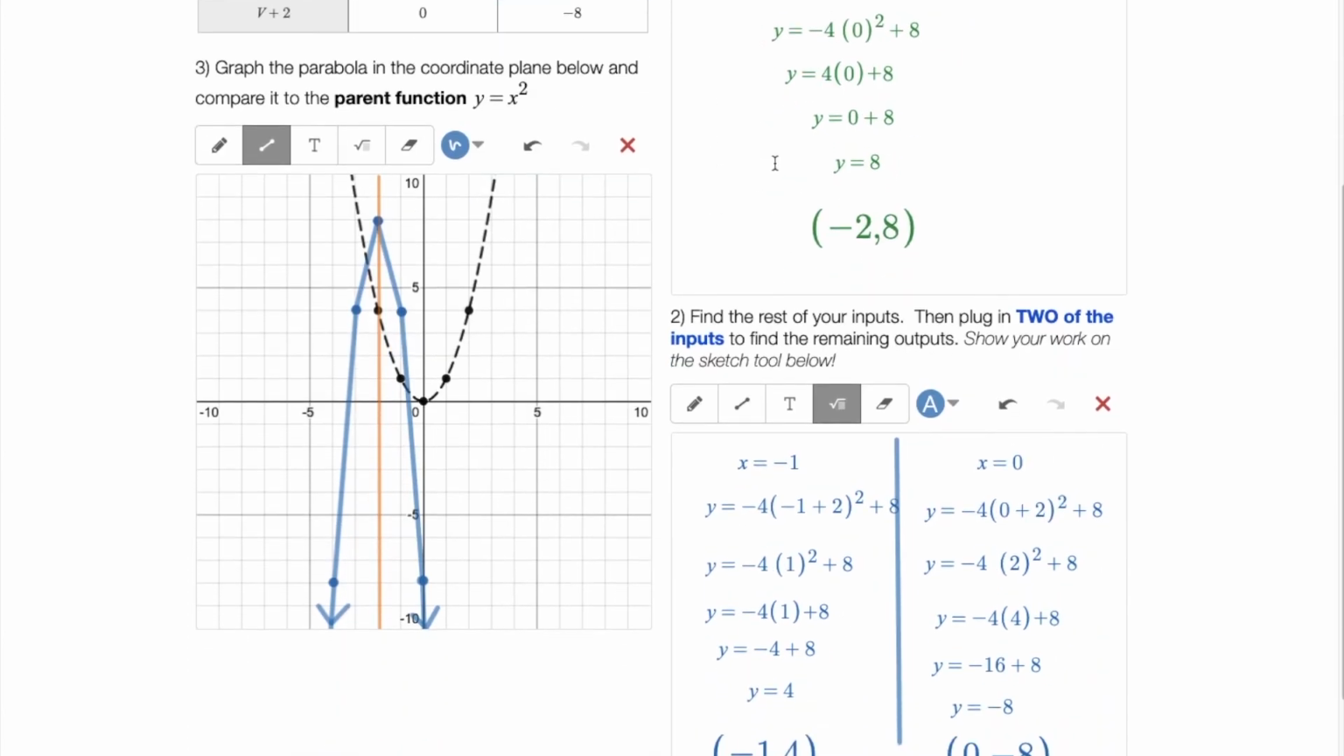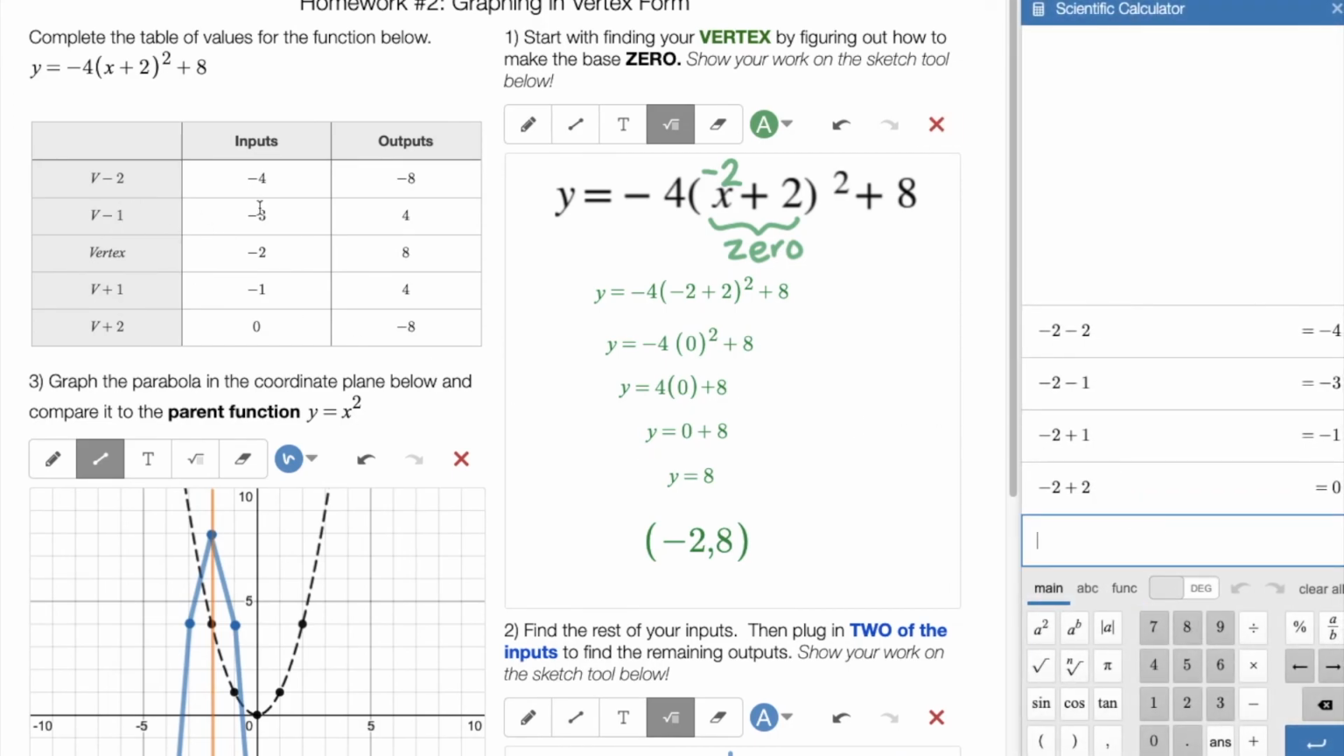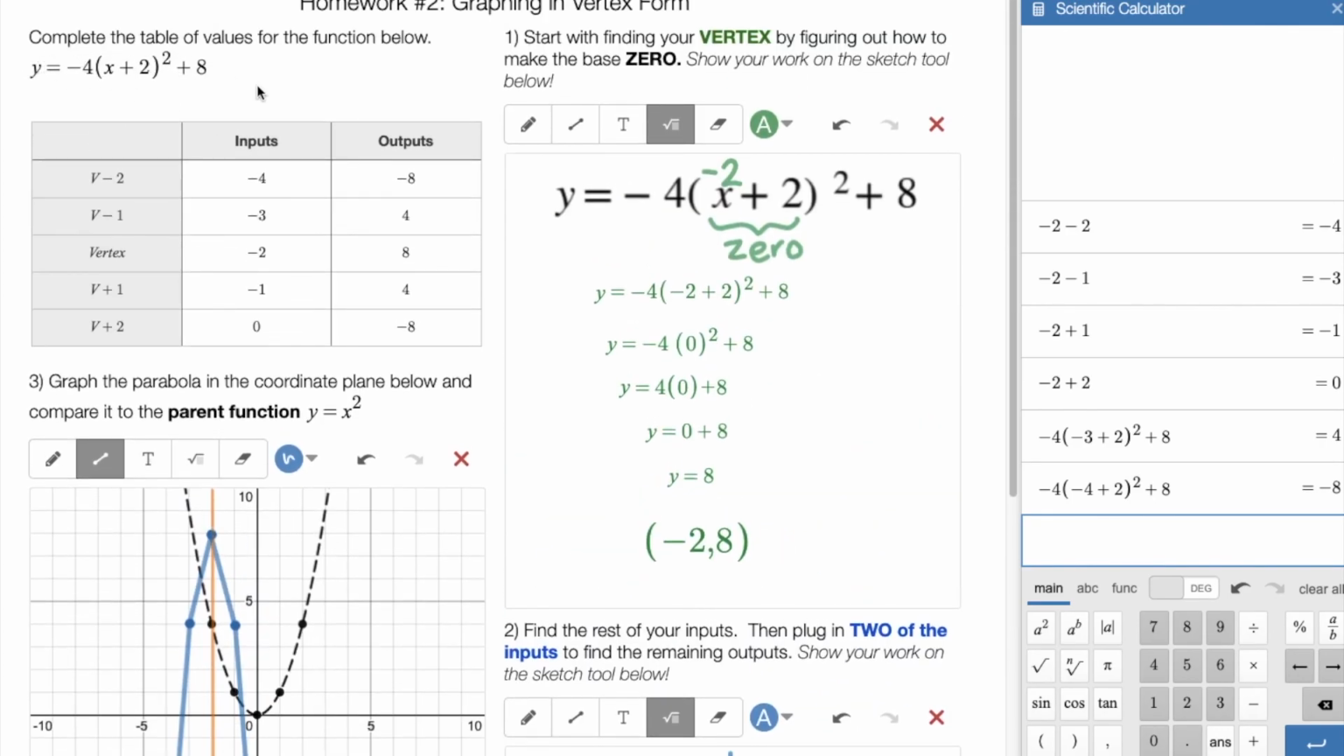And my parabola is pretty much done, but since I have access to this scientific calculator, I might as well go in there and double check that the input of -3 is actually an output of 4, and the input of -4 is actually an output of -8. So -4 times (-3 plus 2) squared plus 8, does that give me an output of 4? Yes, it does. And -4 times (-4 plus 2) squared plus 8, does that give me an output of -8? It does. So I now feel pretty confident without a doubt that I have graphed my parabola for this quadratic function correctly.